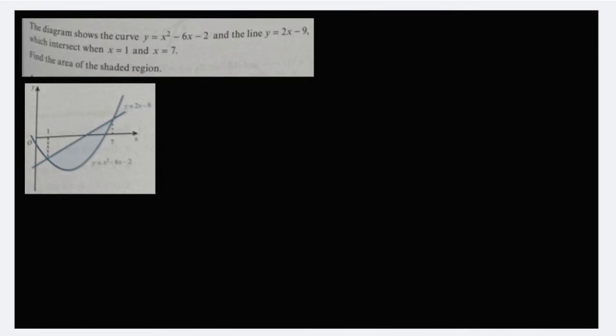Given the problem, the diagram shows the curve y is equal to x squared minus 6x minus 2 and the line y is equal to 2x minus 9, which intersect when x is equal to 1 and x is equal to 7. Find the area of the shaded region.